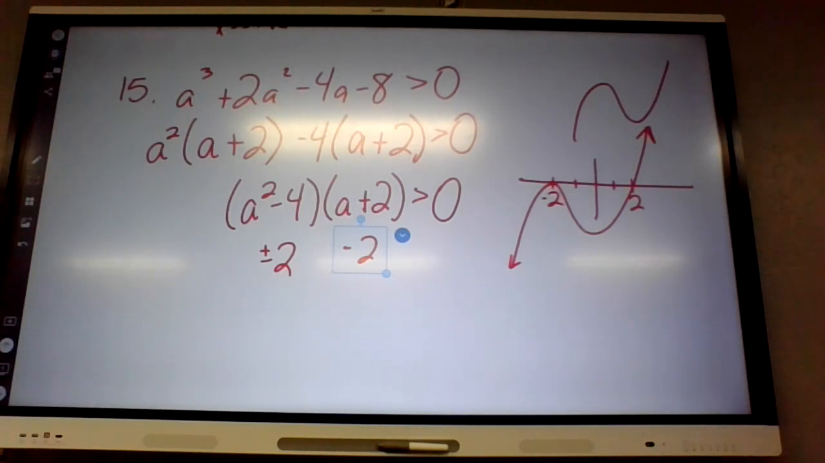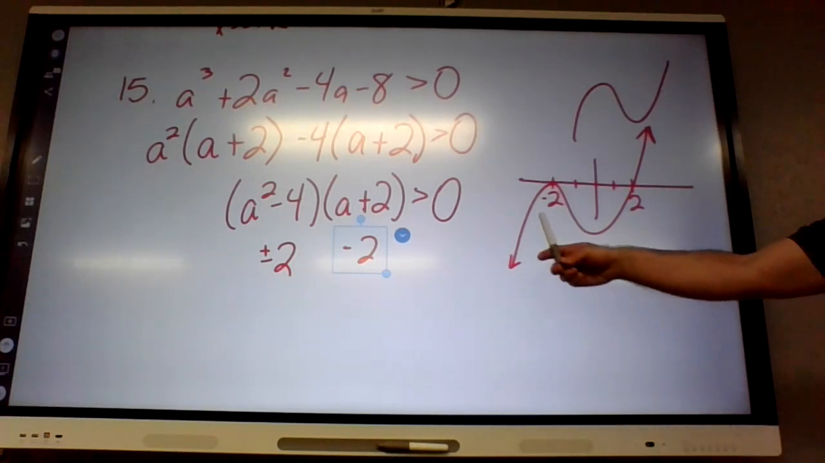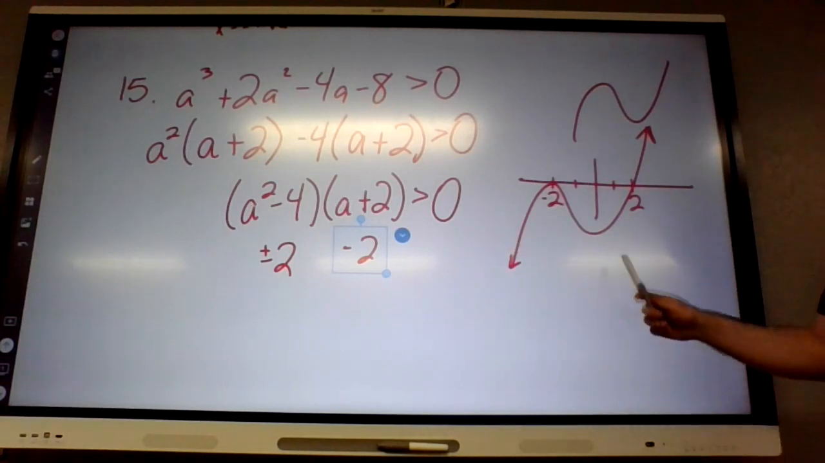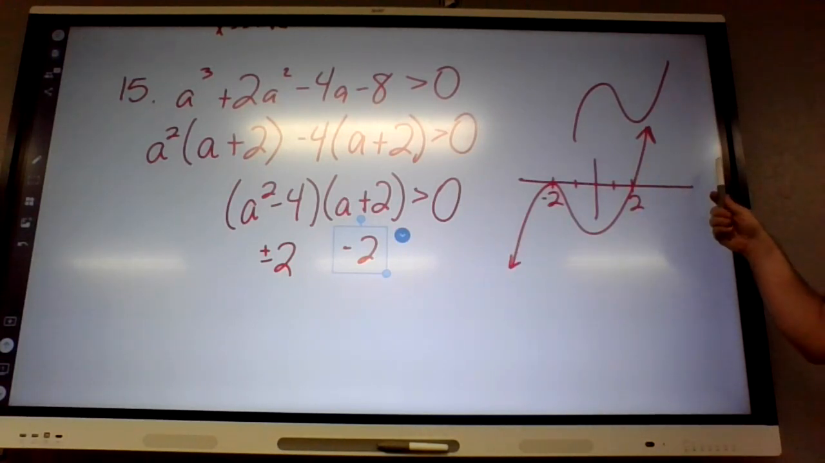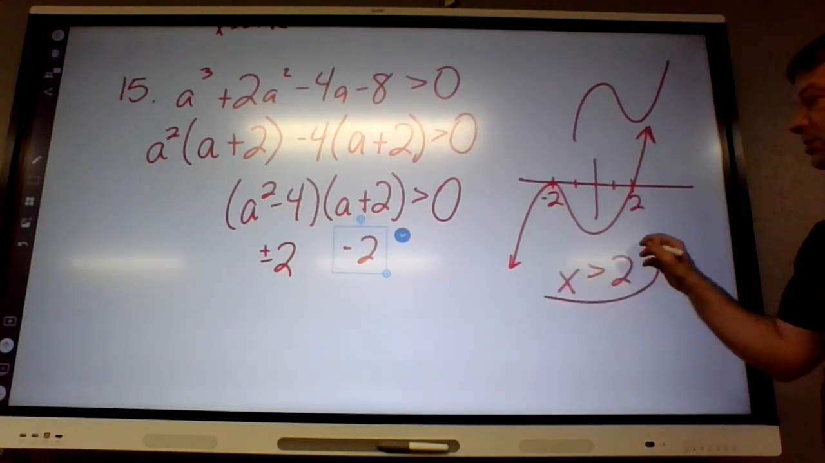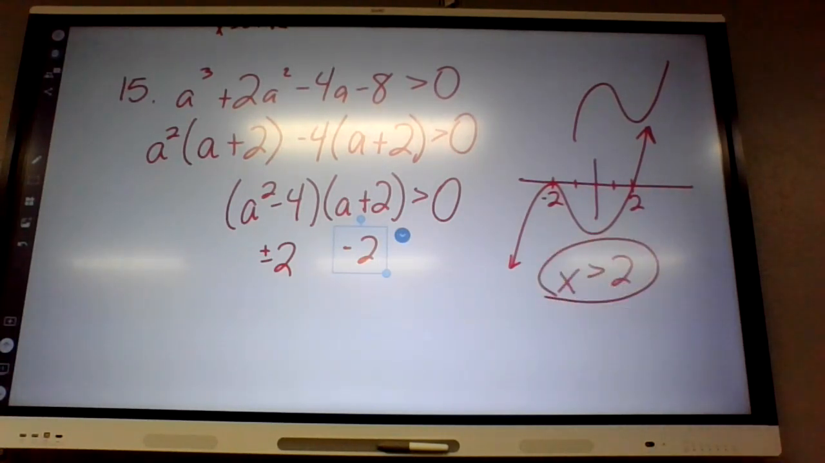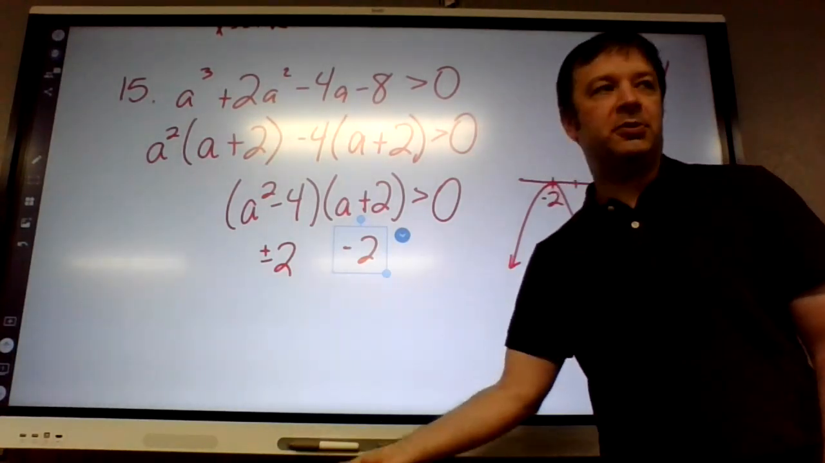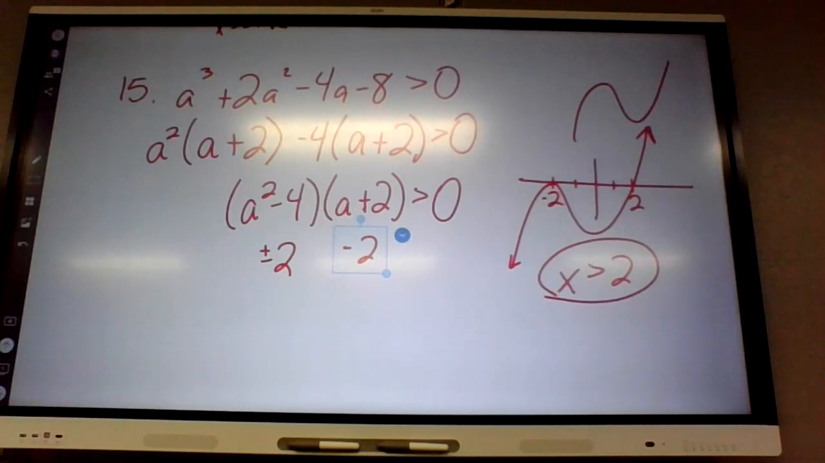All right. So where is this function greater than 0? All the x values that are greater than 2. All right, and then come check your number 2, and I'll show you how to put that one in.